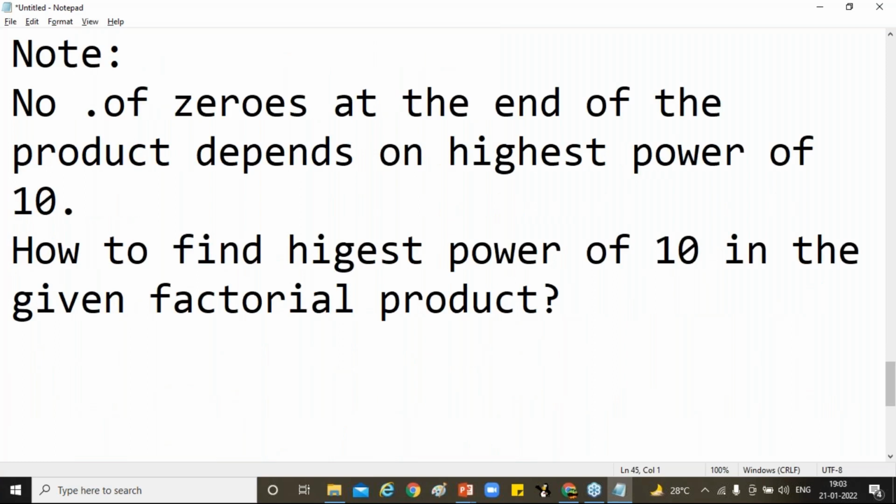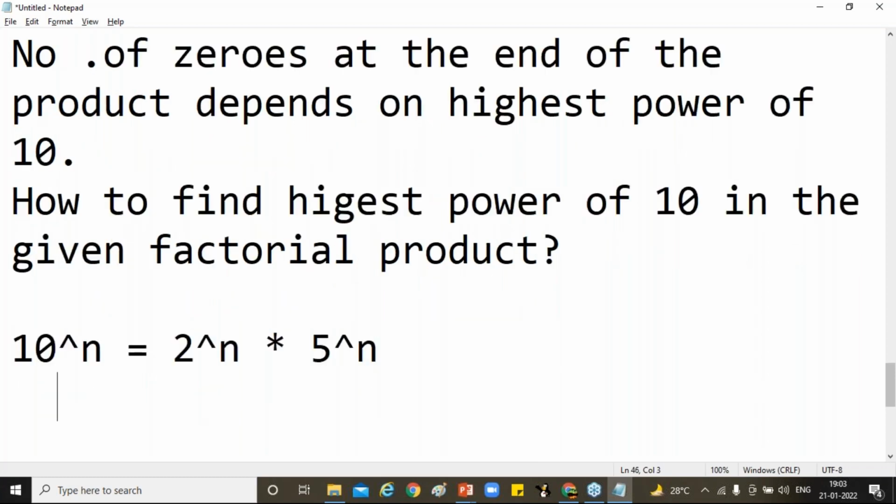Every point is important. 10 power means 2 power into 5 power. But 2 has the higher power, and 5 has the lower power. So the answer should be the lower power. So indirectly, 10 power means 5 power. Write down.